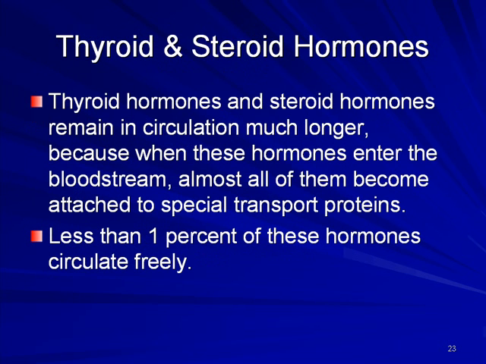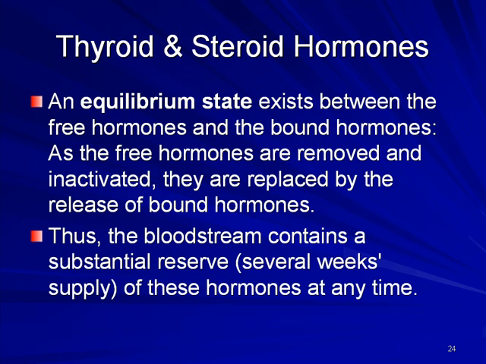Now, thyroid and steroid hormones remain in circulation for much longer periods of time. Less than 1% of these hormones will circulate freely. Most of them will bind. An equilibrium state exists between free hormones and bound hormones. Once hormones are secreted from whatever organ they're secreted from, there becomes a point at which all the receptors are bound. When all of the receptors are bound, it doesn't matter how much more hormone you secrete into the system, they can't bind to any more receptors. So we'll see quickly that these secreted substances will reach an equilibrium state. That's primarily because the receptor sites become bound.